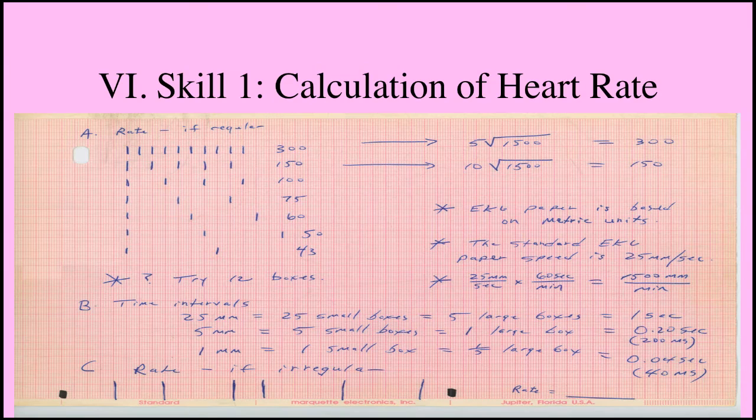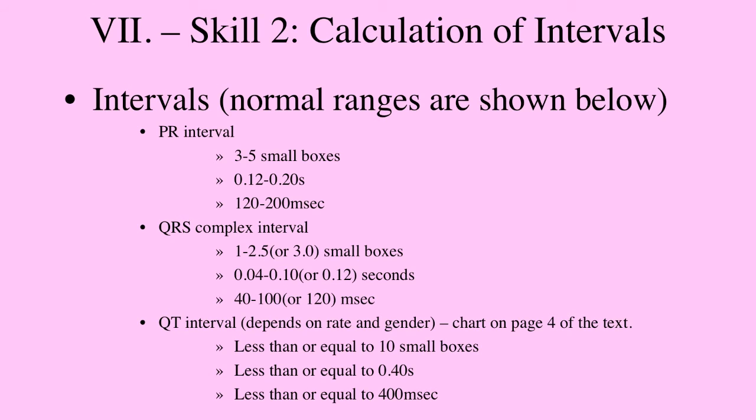The other skill that goes along with the heart rate calculation, and again we'll come back to some examples of this, is the calculation of intervals. This is where you measure from one point on the EKG to another point, and you can follow this. I'm on the next slide now. So skill 2, calculation of intervals, and you can follow this on page 1 in the course pack, or the next slide has information on that too. A lot of this is what we've been talking about already, but some of it's a little bit new.